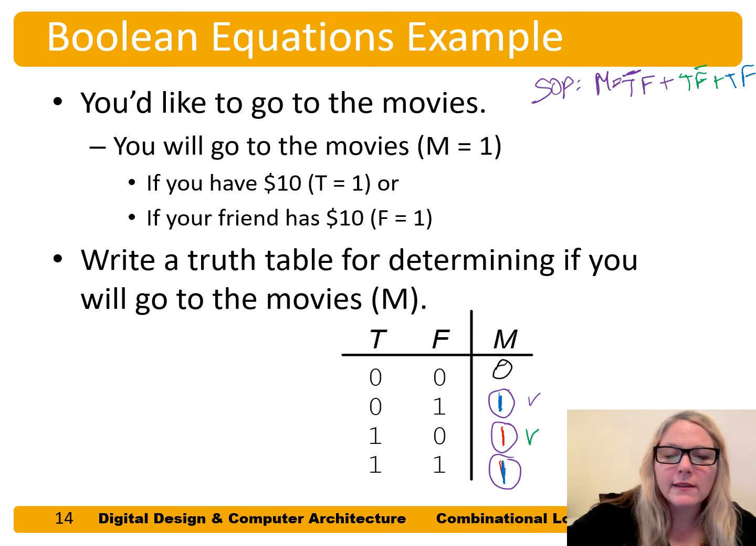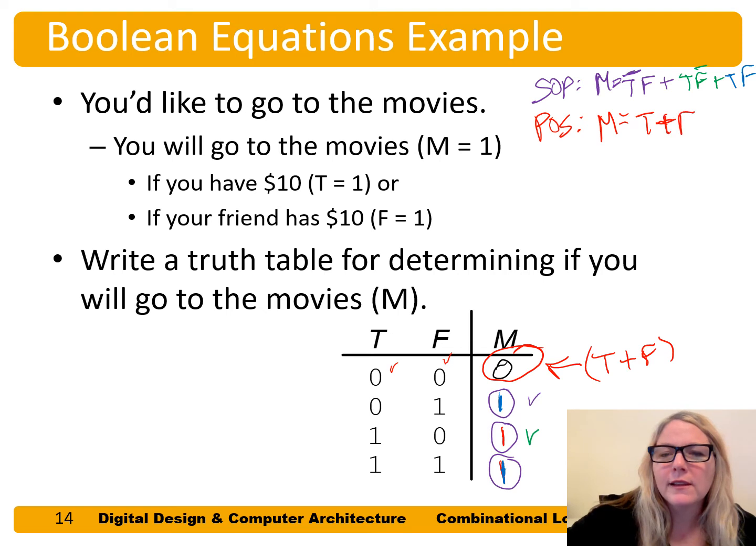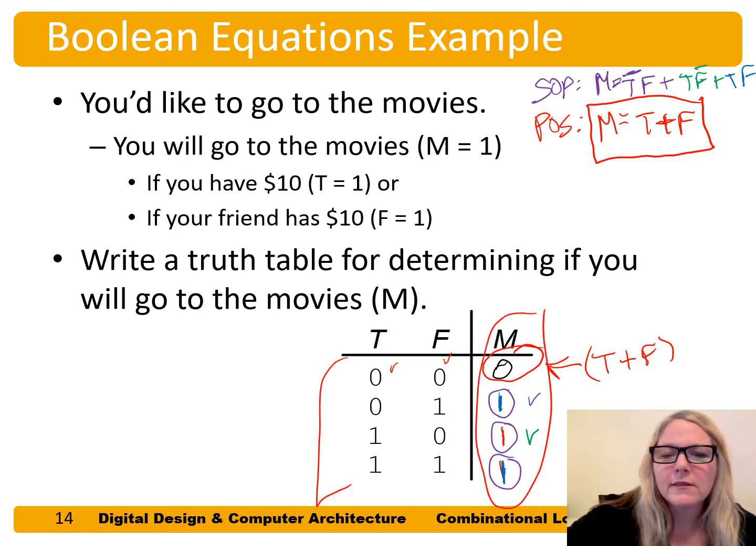And we can also write this in our product of sums form of the equation, or POS form of the equation. And so here's our POS form of the equation. POS, remember in POS form, we're forcing the zeros. And so we'll look at this input combination. And the max term for that input combination is T or F. Remember that OR term, that max term is false for that input combination. So M equals T or F. And this POS form of the equation is actually what we would have expected, right? We can see that this is the OR function, right? It's true for the case where at least one of the inputs is true. And that's the OR function.